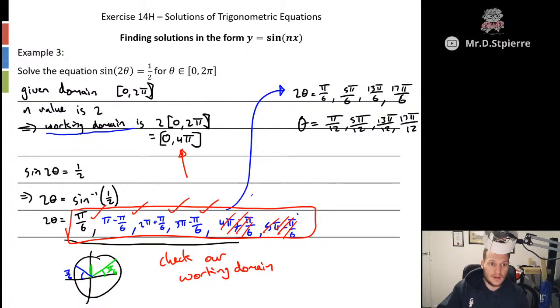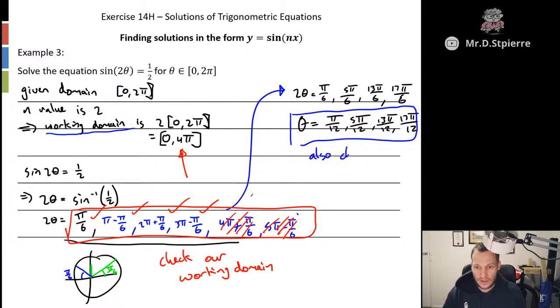Okay? And then at this stage, we can also check with the original domain. And that's good, that's good, that's good, that's good. They're all good. They're all between 0 and 2 pi, so that's fine.